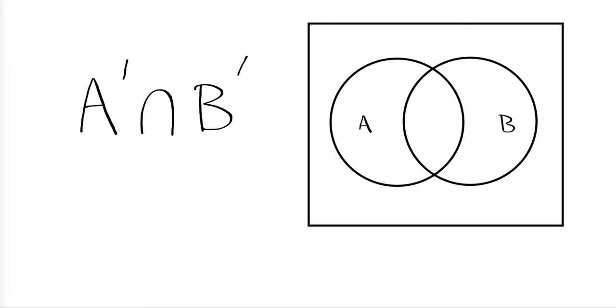A prime intersect B prime. Do you want to try to do it on your own first? You certainly can. Okay, everybody but Maddie then. Why don't you try to do it on your own first? Just shade lightly or whatever. Just see if you can get it right. A prime intersect B prime.